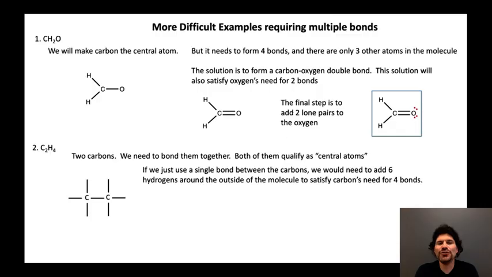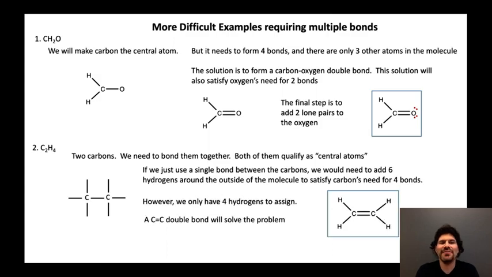And if we just used a single bond between the carbons, we would need to add 6 hydrogens around the outside of the molecule to satisfy each carbon's need for 4 bonds. But we don't have 6 hydrogens in the formula. We only have 4 hydrogens. So just like in the last example where we did not have enough atoms to give everything single bonds, a carbon-carbon double bond will solve the problem.